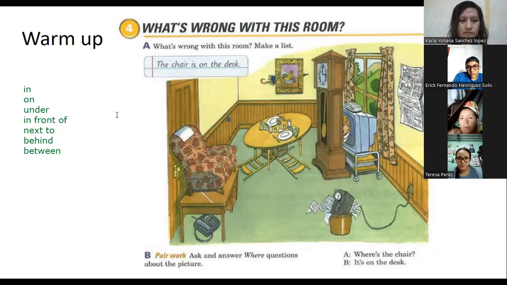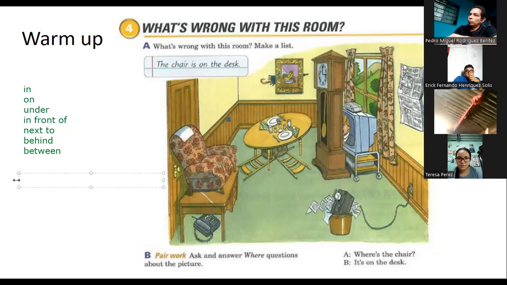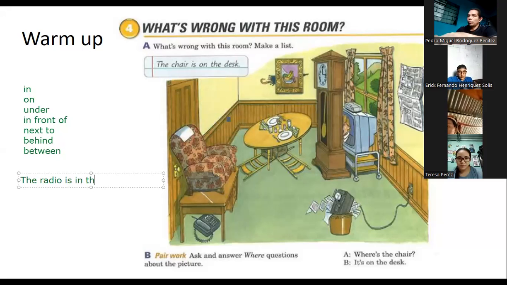Nice. So, ¿cuál es la estructura para decir a dónde están las cosas? Acuérdense, el sujeto, por ejemplo, the chair, luego el verbo to be, singular, usamos, ¿cuál usamos en singular? Is or are? Is. Una cosa. Is. Y en plural usamos are. Dos cosas. Are. Luego la preposición y el complemento, ¿verdad? Recuerden eso. Por ejemplo, vamos a escribir aquí: the radio es el sujeto. The radio, ¿qué forma del verbo voy a usar? Is. Luego la preposición in the waste basket.